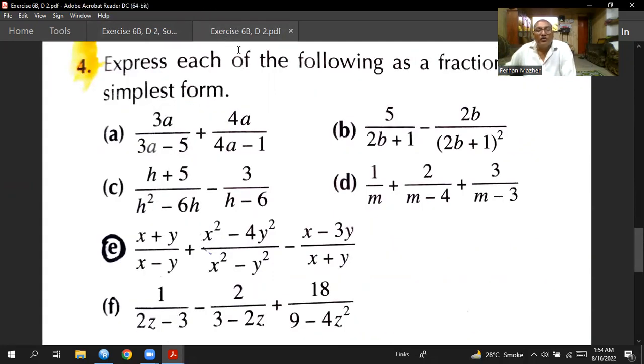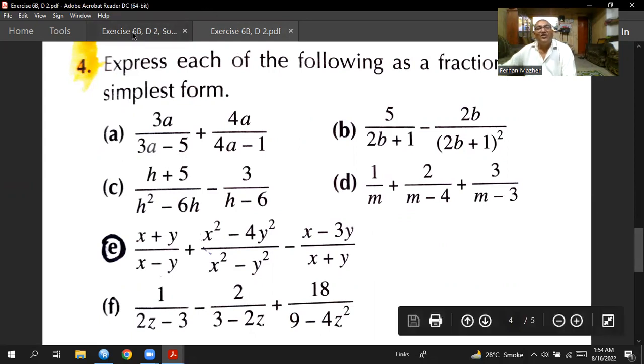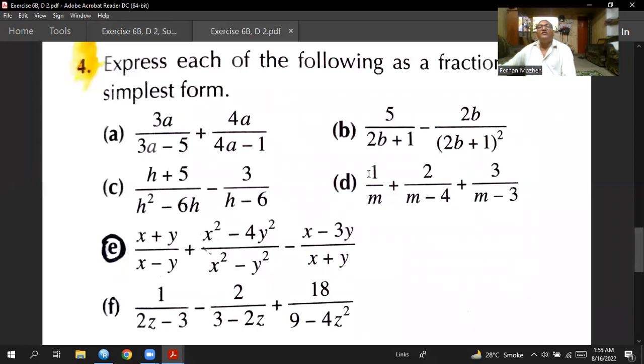Okay, so the question number 4 and its D part. It says 1 by m plus 2 by m minus 4 plus 3 by m minus 3. All these three denominators are different from each other. So in this fraction, the numerator and denominator both will be multiplied with m minus 4 and m minus 3. Here you will multiply numerator and denominator both with m and m minus 3. And in this third fraction, both numerator and denominator will be multiplied with m and m minus 4.